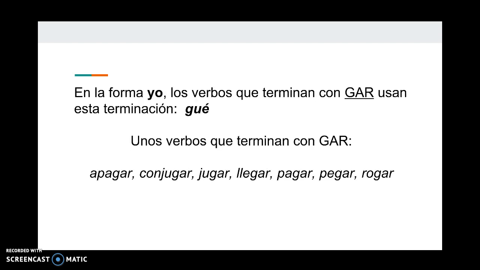Moving on to los verbos que terminan con gar, G-A-R. En la forma yo, these verbs change to the ending gue, G-U-E, with an accent over the E. Some verbs you need to know that end with gar are apagar, to turn off, conjugar, to conjugate, jugar, to play sports or games, llegar, to arrive, pagar, to pay, pegar, to hit, and rogar, to beg.